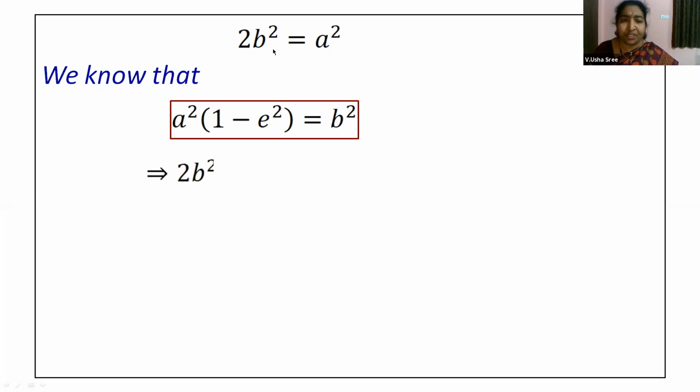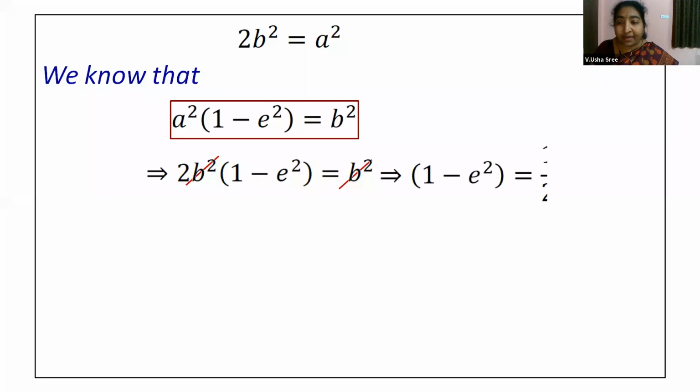So we'll just substitute, children. We'll have it as 2b square into 1 minus e square is equal to b square. Now, on either side of the equality we can see b square, right? So we'll cancel them. Now, what is left? You have 1 minus e square is equal to 1 by 2. This 2 is taken to the other side of the equality, so it goes to the denominator, right? Still further, if we simplify, e square can be taken as half. Look at this: 1 minus half gives you half.